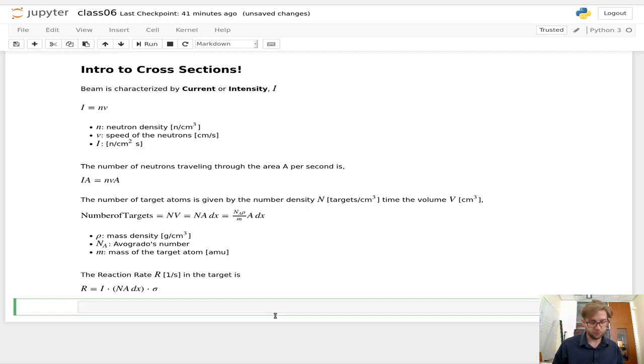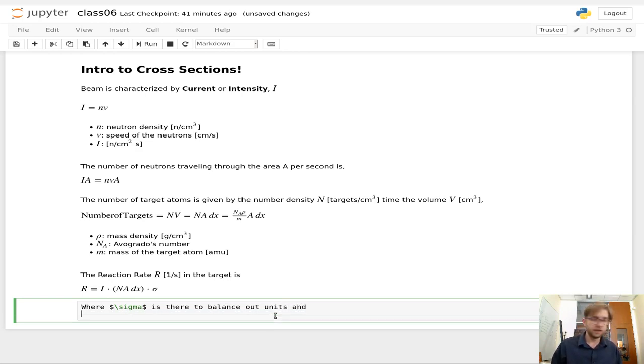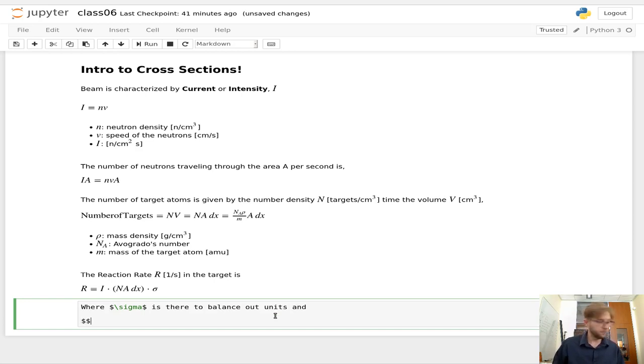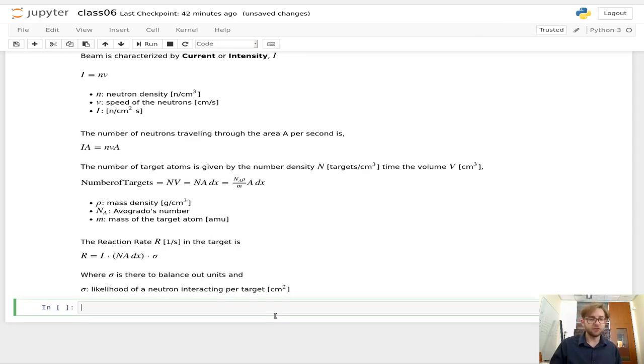Right, so let's say where sigma is there to balance out units, and we'll call sigma the likelihood of a neutron interacting per target. And this has units of area, so centimeters squared. Okay? So sigma is our cross section.